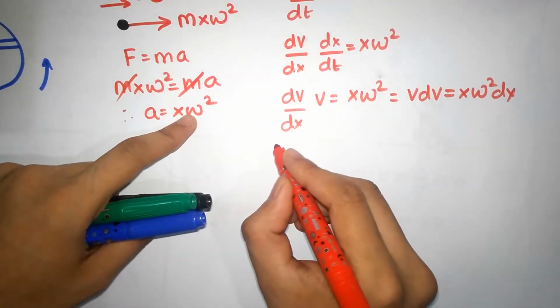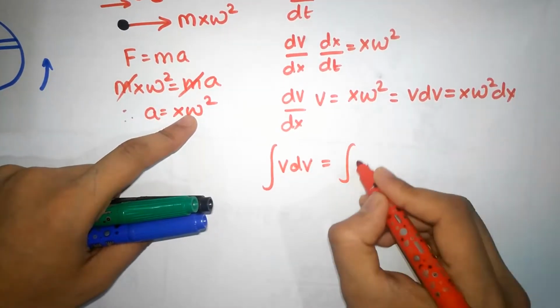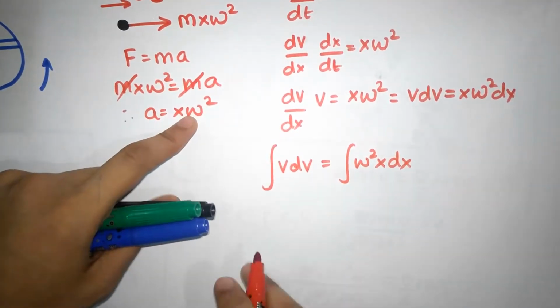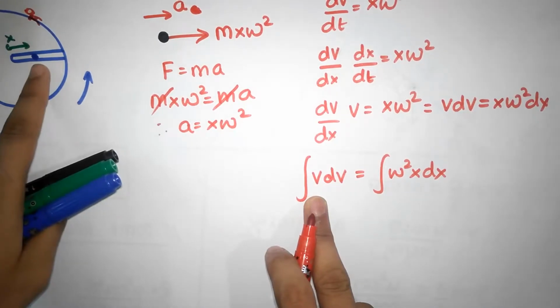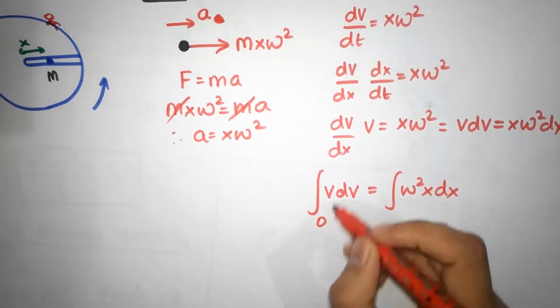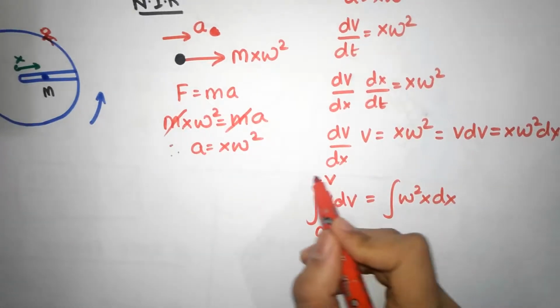So let's integrate this fellow. The integral of v dv equals the integral of omega square x dx. We need to be careful about the limits. What are our limits? Well, what is the initial velocity? The mass is just kept over there, so the initial velocity is 0. What's the final velocity? Well, that's what we want to calculate. We'll just call that v.